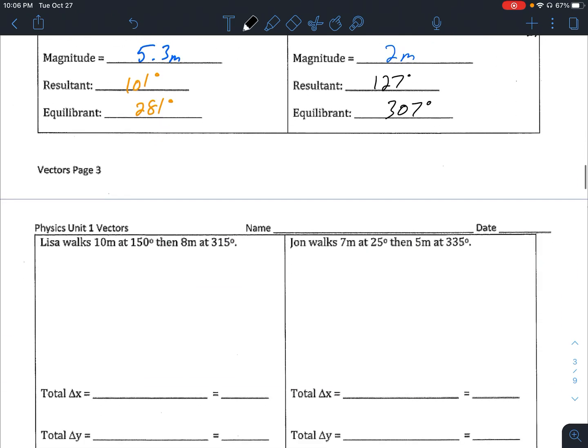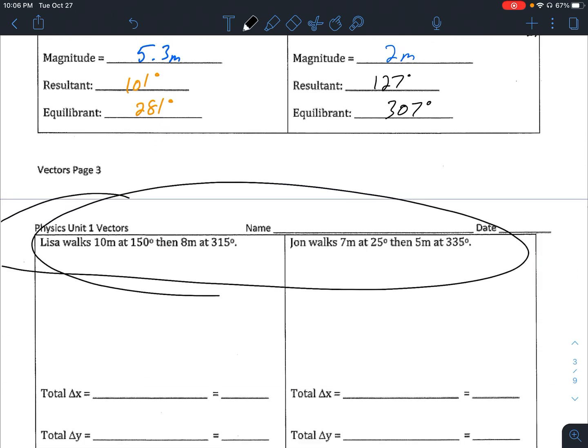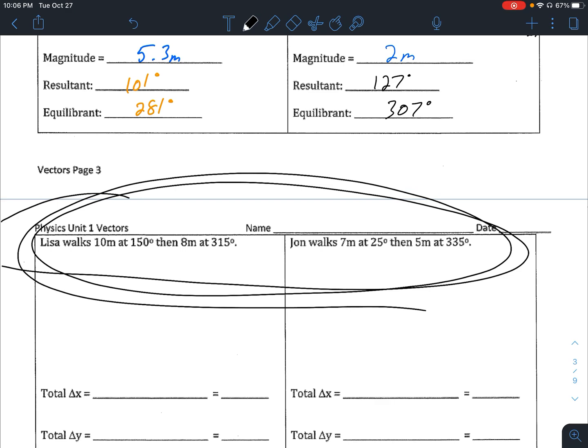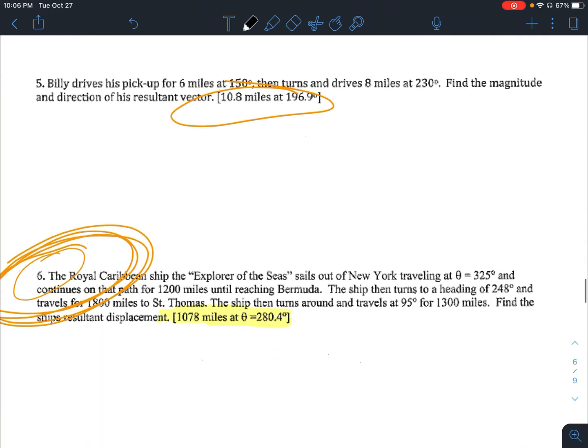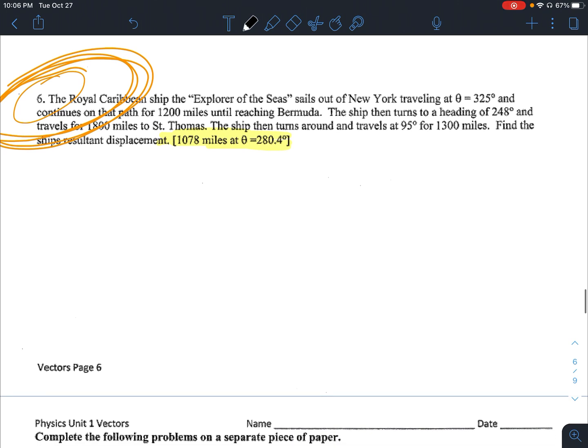The next thing is going to be to go through and figure out what happens with Lisa and John as they walk. So you're going to find their resultants and then skip all the way down to 6. 6 is very tedious. I wouldn't say it's difficult. It's just going to be 3 vectors. So you're going to have to break down 3 different vectors and have 3 different delta x's and 3 different delta y's, add them together, just as we did with Jeff and Bob previously.